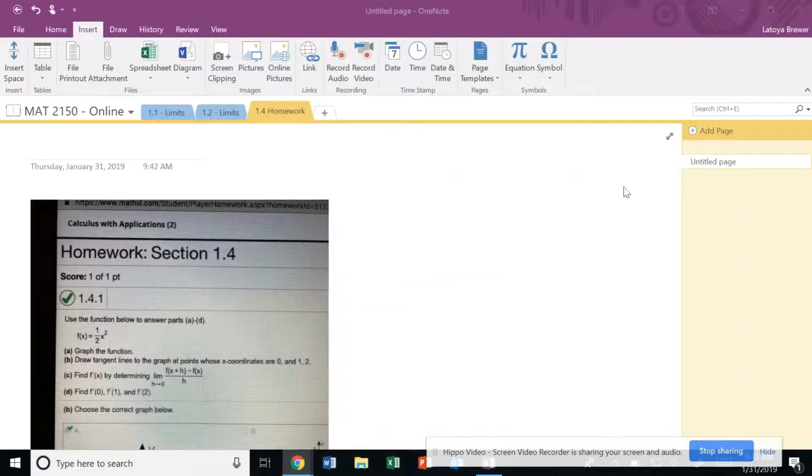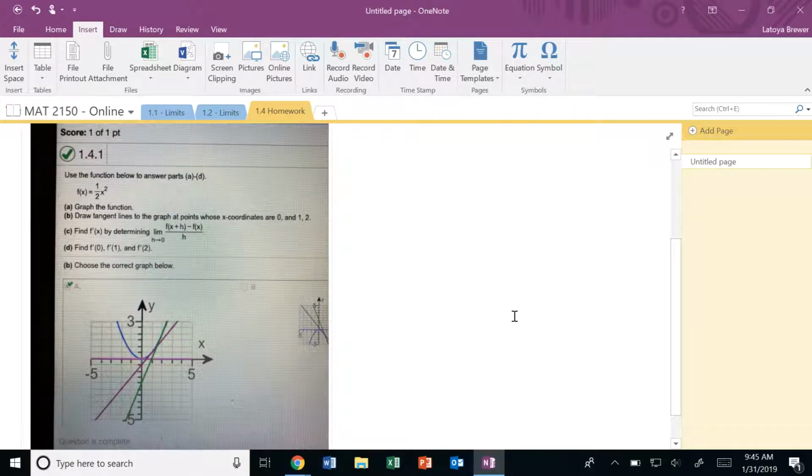Hey guys, so I had someone send me this picture here and asked if I could go over it. This is from homework. I'm assuming this is homework 1.4. You may have a problem that looks exactly like this, or it may look a little different depending on my math lab because it generates different problems. So let's see if I can get my screen to look the way that I want it to look first.